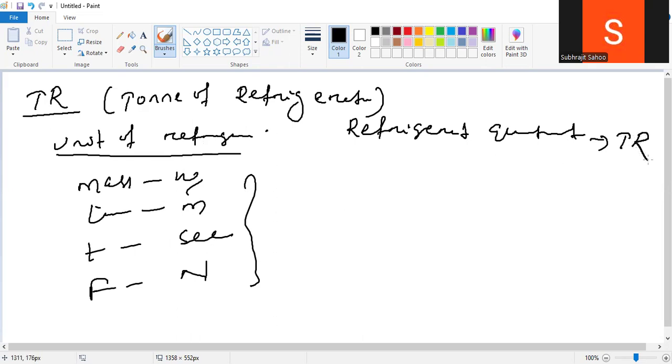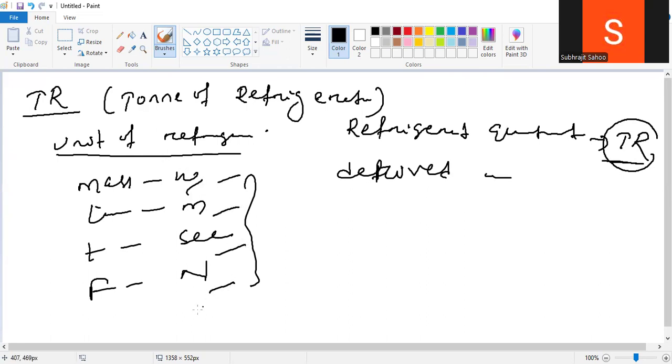Is it a derived unit or a predefined unit? It is a derived unit, right? What is the full form of this TR? Ton of refrigeration. So we are very much acquainted with kg, length, second, Newton, watt, kilojoule, like this. And what is this TR?